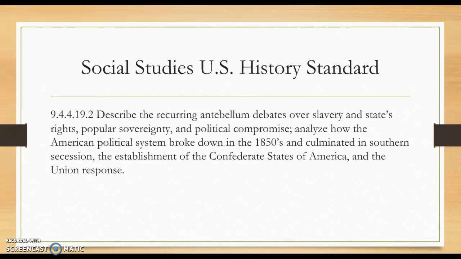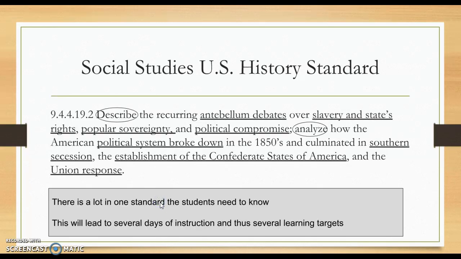Analyze how the American political system broke down in the 1850s and culminated in Southern secession, the establishment of the Confederate States of America, and the Union response. As you can see from this example, there are lots of things in this one. You have more than one verb, you have lots of nouns in here, telling you that in this one standard, there's a lot going on that the students need to know and be able to do.